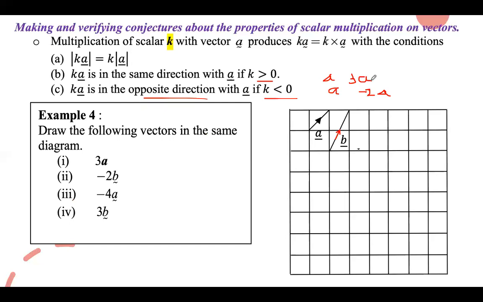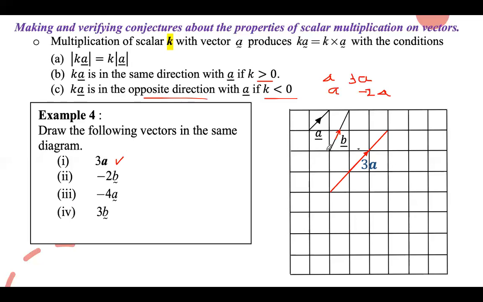So example 4. Draw the following vectors in the same diagram. It's given you vector A and vector B. So how to draw 3A? 3A is 3 times A, right? So this is the answer: 1, 2, 3 vectors added together in the same direction. So this is 3A.